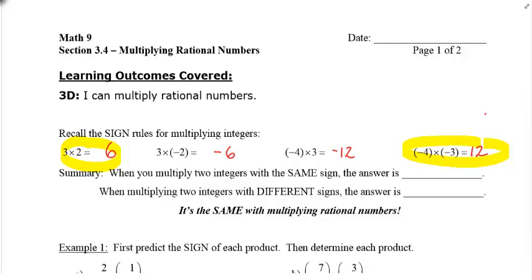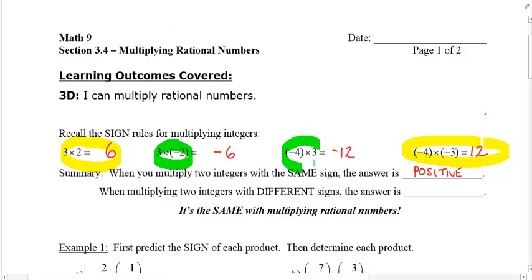What happened to your answer? It became positive. Where if I have you multiply things with different signs, look what happened there. Our answer was negative. Well, guess what? It's the same with multiplying rational numbers.